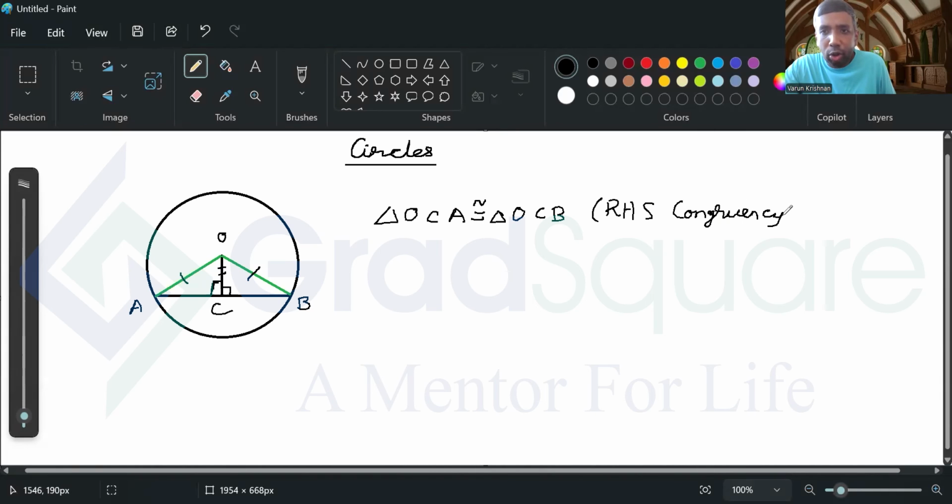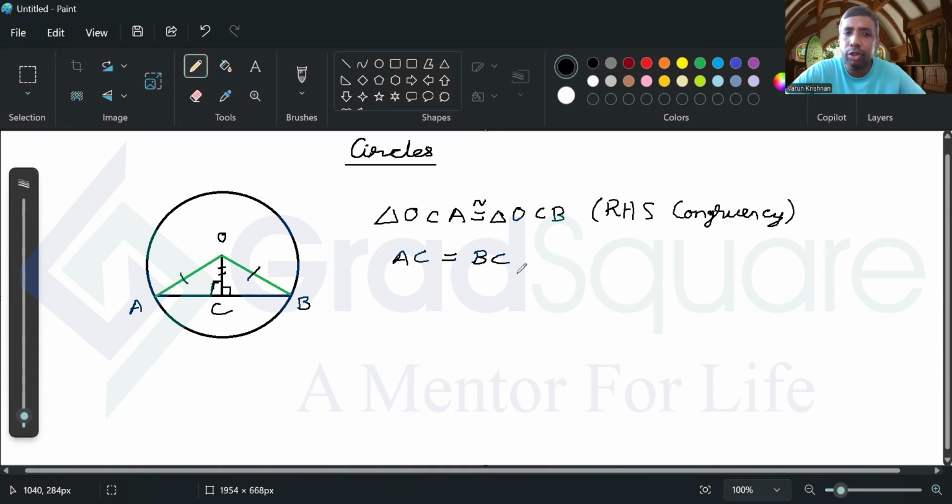Now, if two triangles are congruent, they are completely identical to each other in all aspects, which means that I can say that length of AC is equal to length of BC. This is what this theorem in circles states. That a perpendicular drawn from the center of a circle onto a chord will bisect the chord. So no matter where the chord is, if from the center you drop a perpendicular onto the chord, the foot of the perpendicular will lie on the midpoint of the chord.